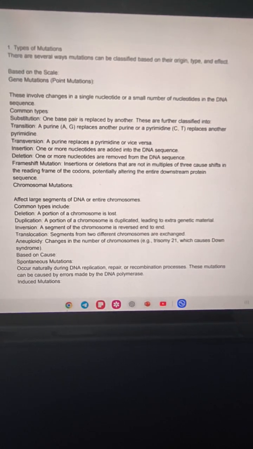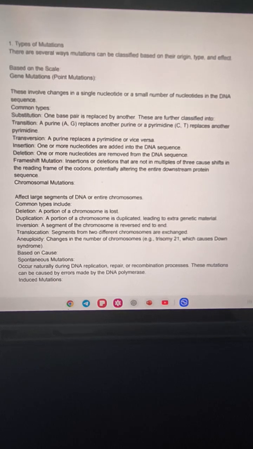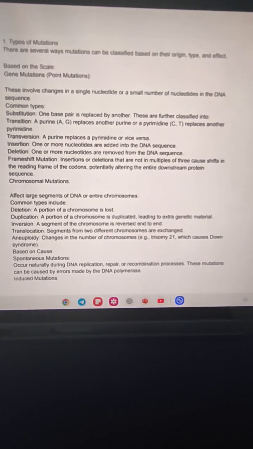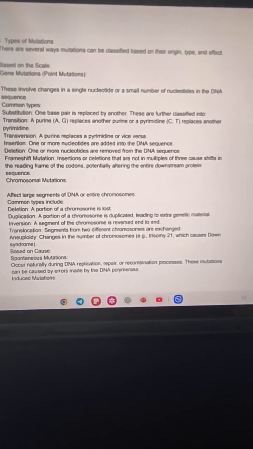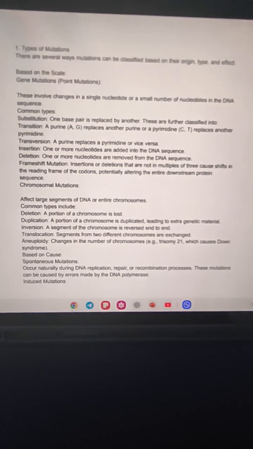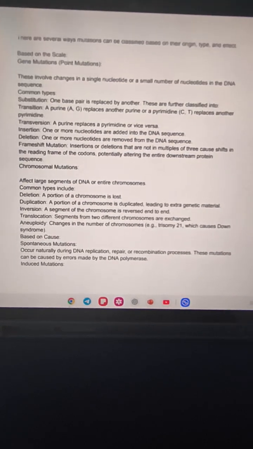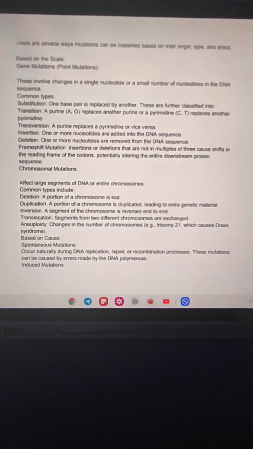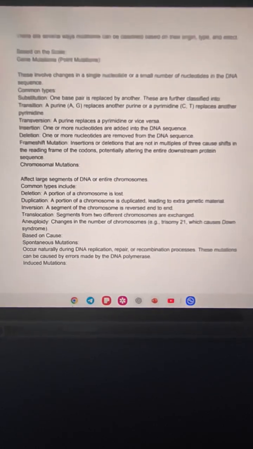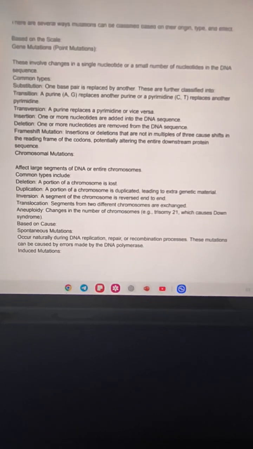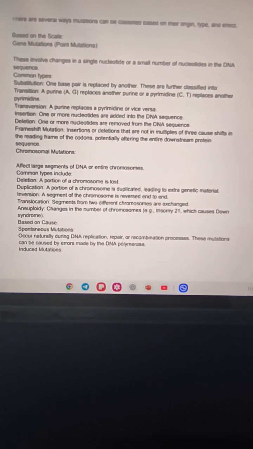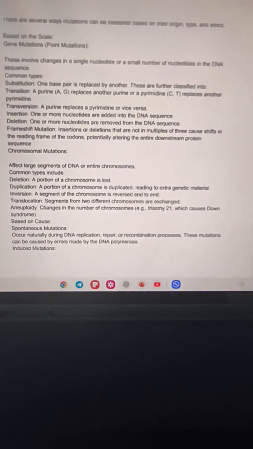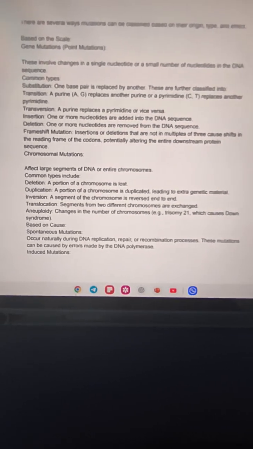There are further classifications: in transition, a purine is replaced by another purine or a pyrimidine is replaced by another pyrimidine. There can also be transversion, insertion and deletion. Another one is frameshift mutation, which involves shifting of the reading frame through insertion or deletion of nucleotides of a DNA.